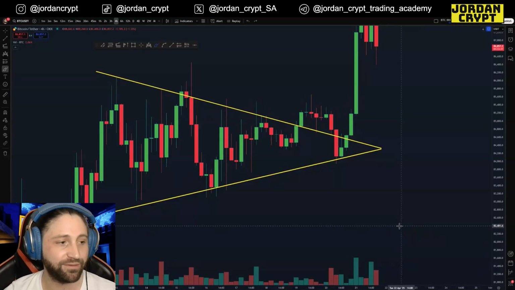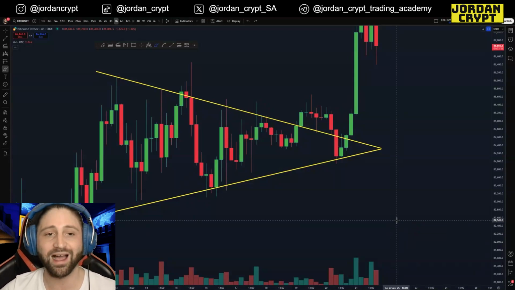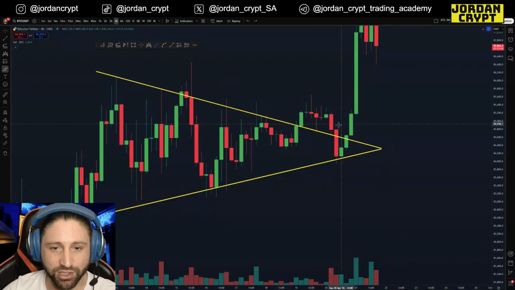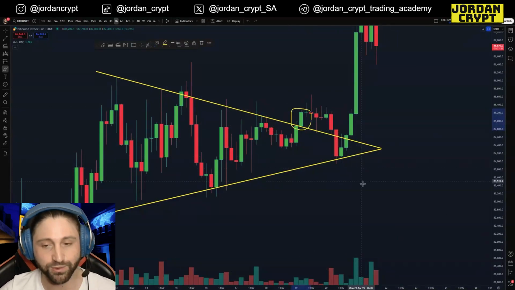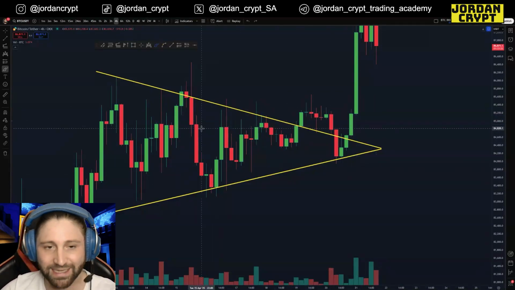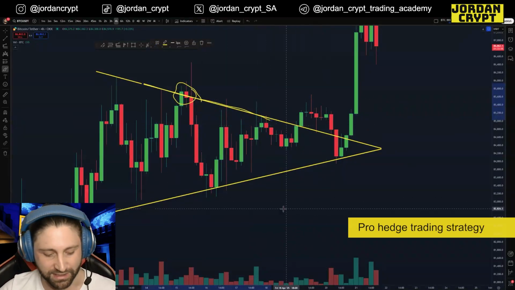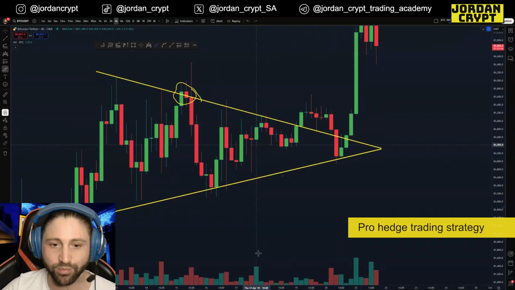because I do believe that a lot of the time these patterns are traded very badly and it causes a lot of loss. I personally do not trade these patterns using a breakout strategy. What I do to trade these patterns is I hedge trade them. So I take shorts from the resistance and I take longs from the support.